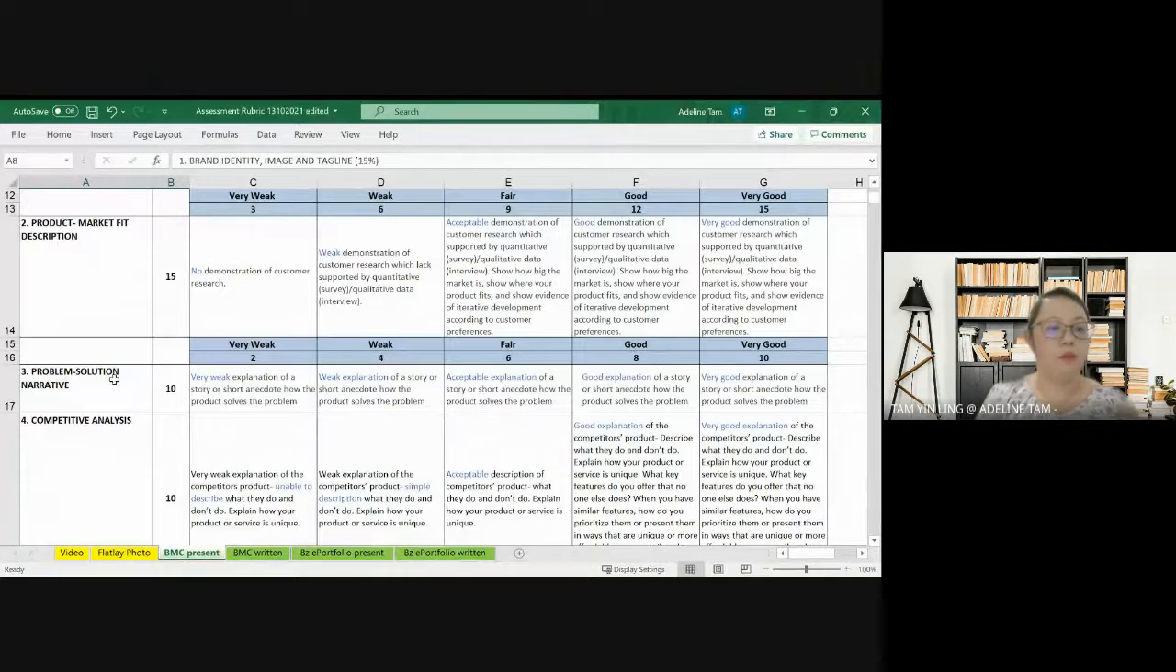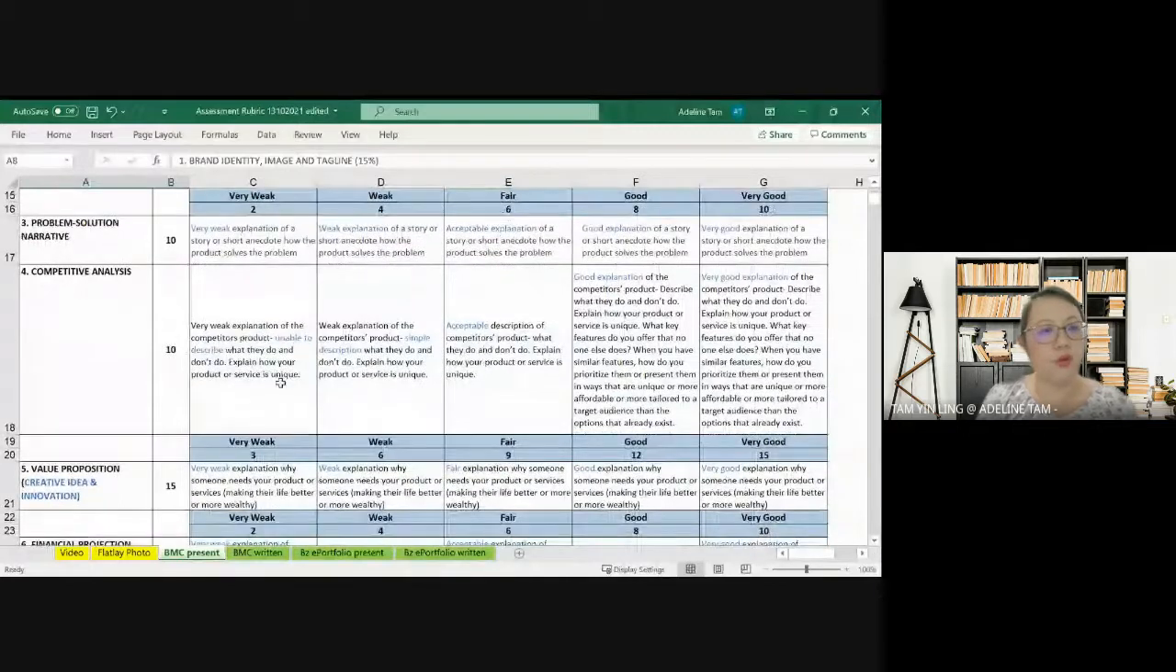Next, problem solution narrative. So is your product suitable to solve all the problems facing the customers? Let's say the customer wants a very good quality product. Does your product solve the problems facing the customers? Remember, last week, unit 3, we talked about solving problems of customers. We have to solve the problems of customers. So problem solving. Do we solve the problems of customers, or do we help make it more convenient for customers in getting the product?